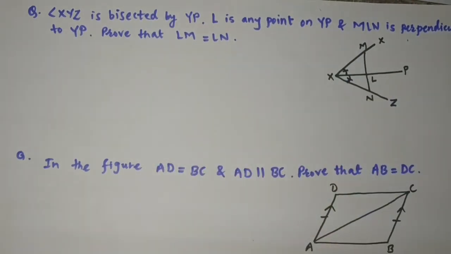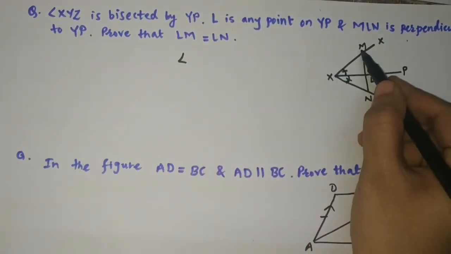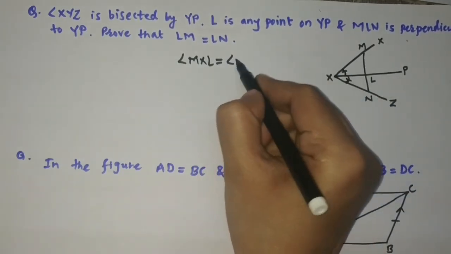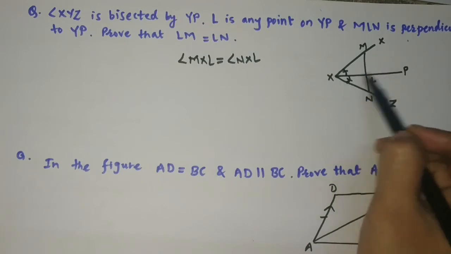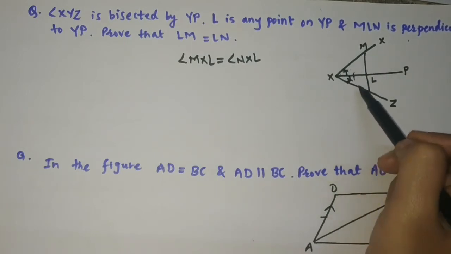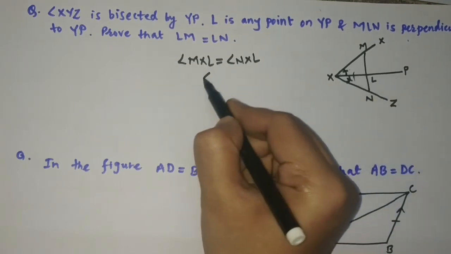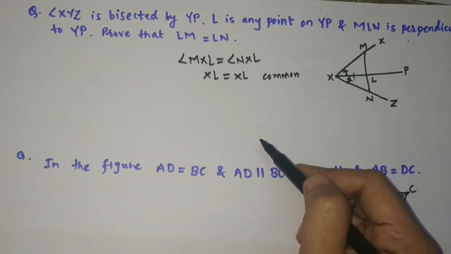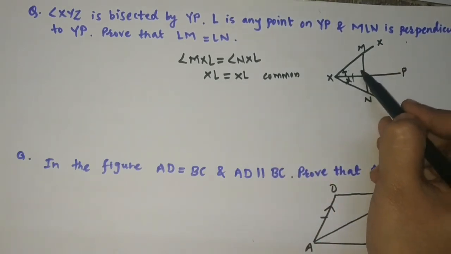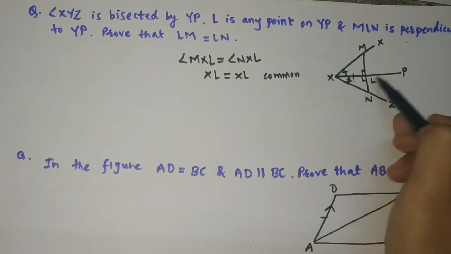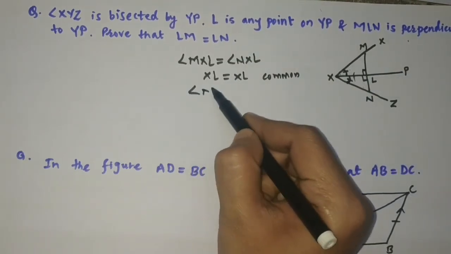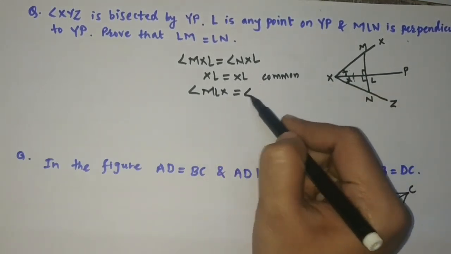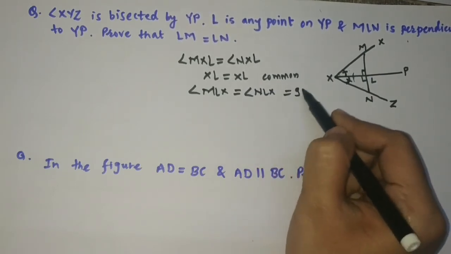So first of all, I'll write down the equal parts which I am seeing here. Angle MXL is equal to angle NXL. Why? Because this is bisected by this, so it becomes two equal angles. Now XL side is common here, XL is equal to XL. Now I have one more here, 90 degrees. It is said that MLN is perpendicular to XP, so angle MLX is equal to angle NLX, both are equal to 90 degrees.